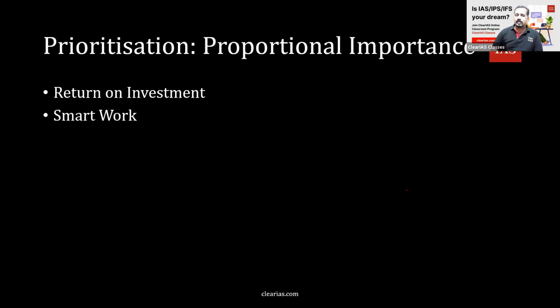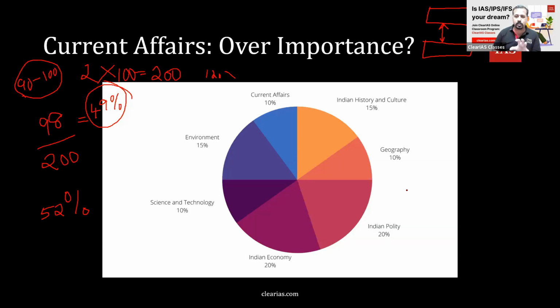And what I am mentioning is that you should be prioritizing whatever you are learning, and proportional importance should be given. This is what I mean by proportional importance. You should be studying every subject in a proportional way. Like, what is the importance? Okay, maybe I shall give another example to explain the concept of proportional importance.